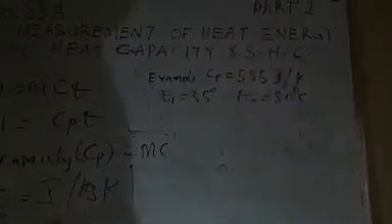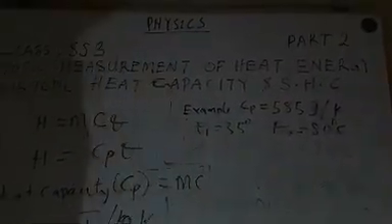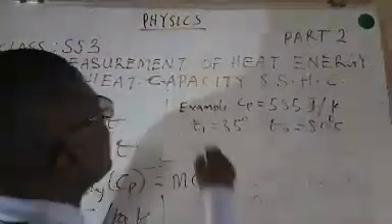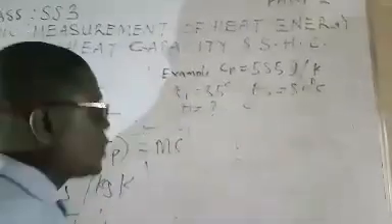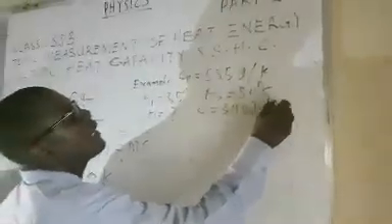Calculate the quantity of heat supplied, that is H, to the body. If the specific heat capacity of the body is 390 joule per kilogram per Kelvin, C equals 390 joule per kilogram per Kelvin. This is the data given. I'm going to calculate H.